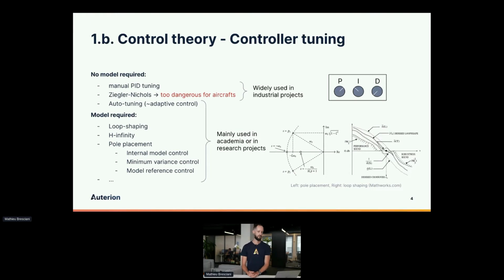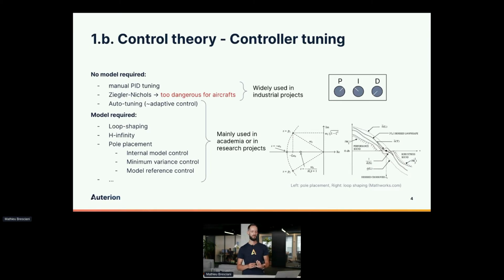A bit on control tuning now. So you have different type of controller and different ways of tuning your controller. So the most widely used one in industry is called PID. It's proportional integral derivative controller. It's quite easy. It's kind of intuitive to tune also. And there are many different approaches to tune it.